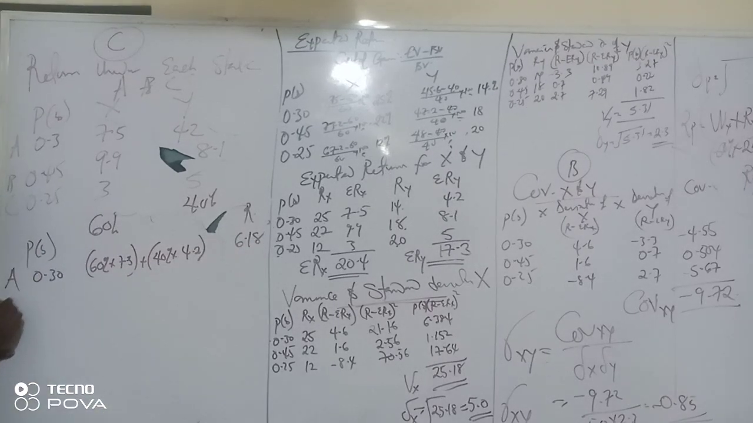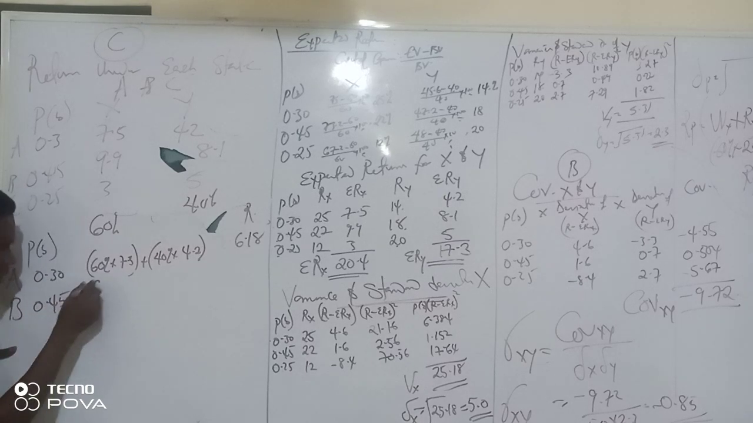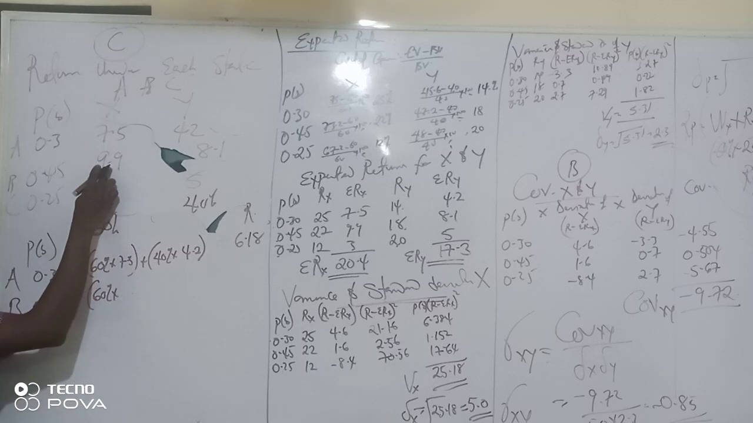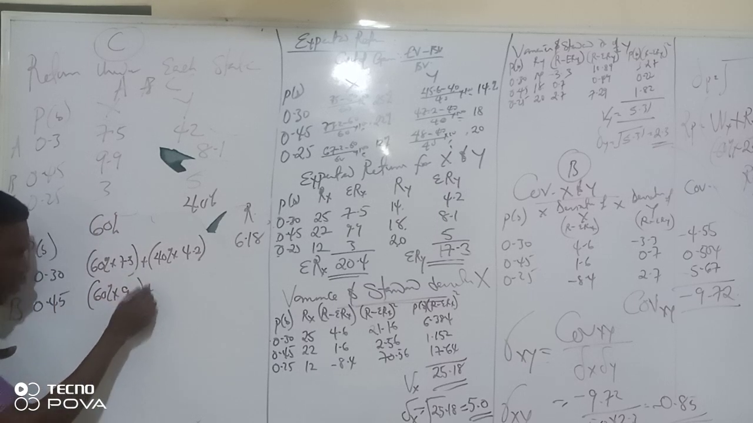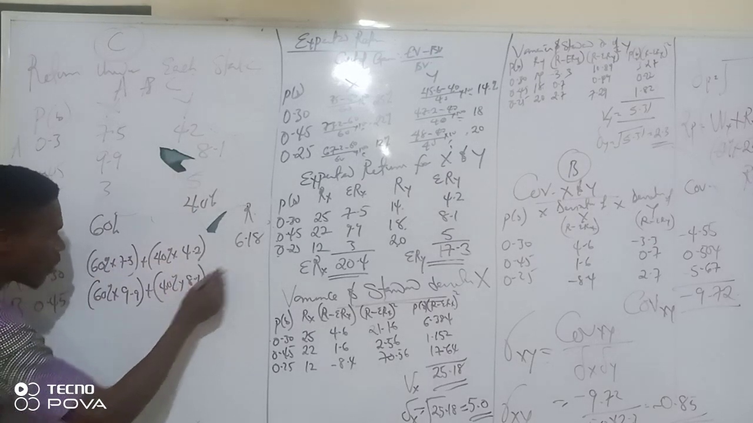The other state, B: the probability for state B is 0.45 again. What is the weight again? 60% times 9.9, plus the weight again, 40% times 8.1. What are we expecting?